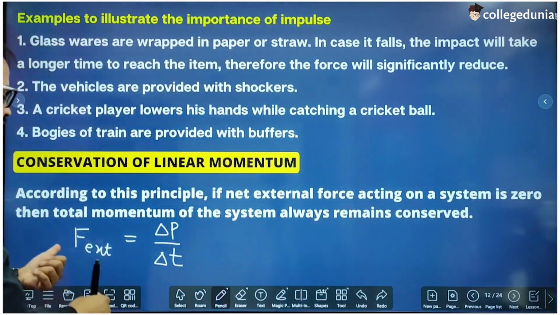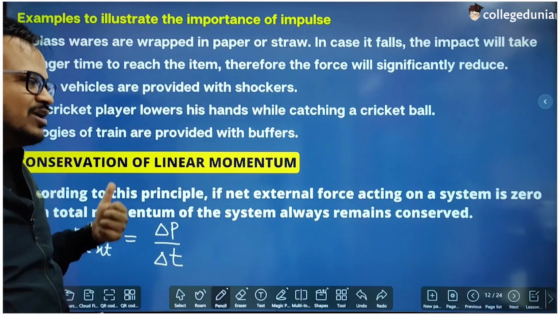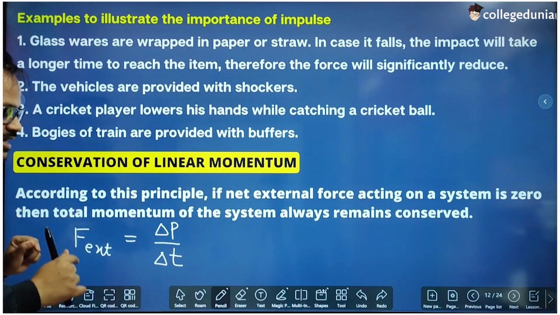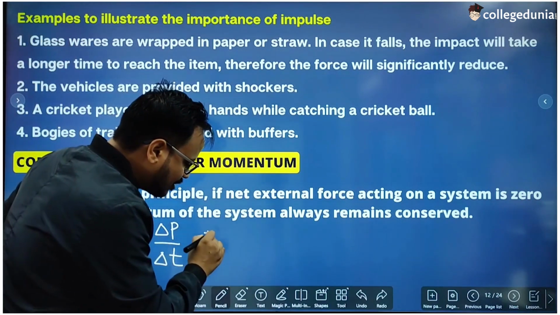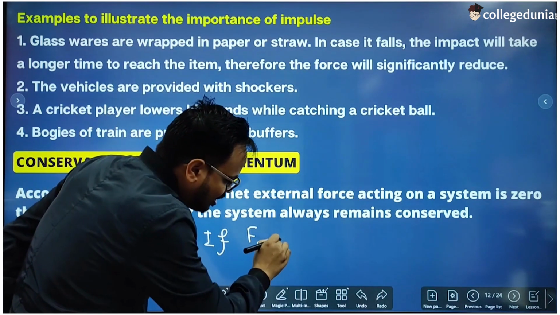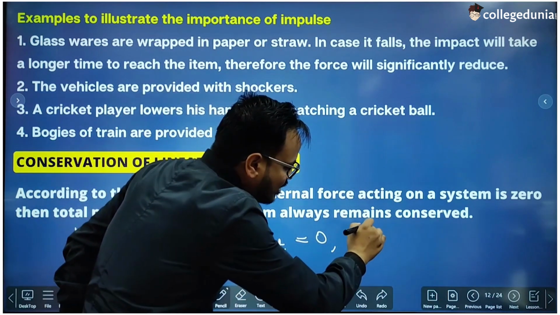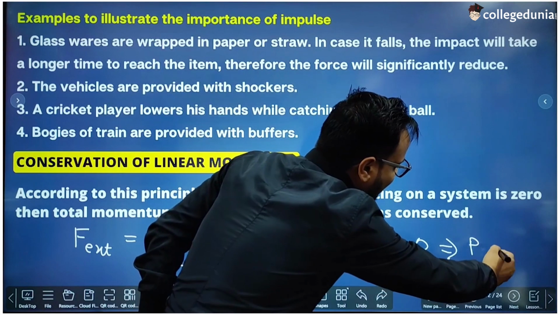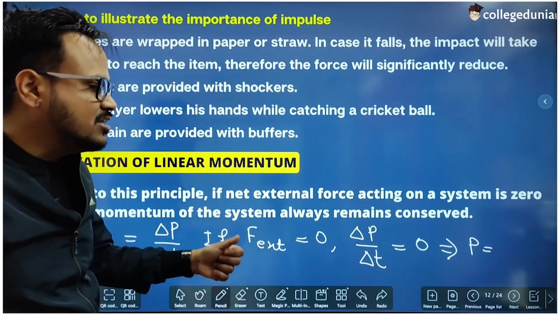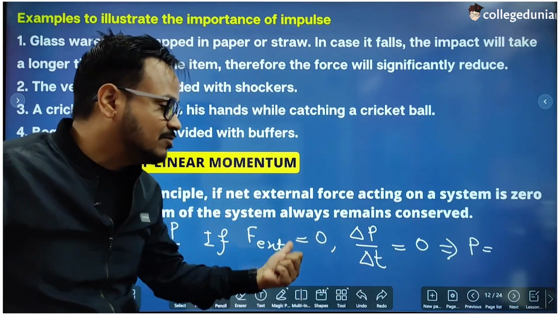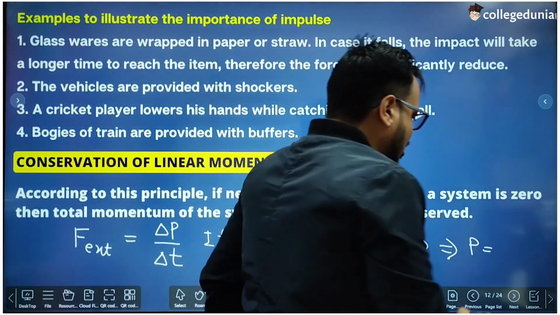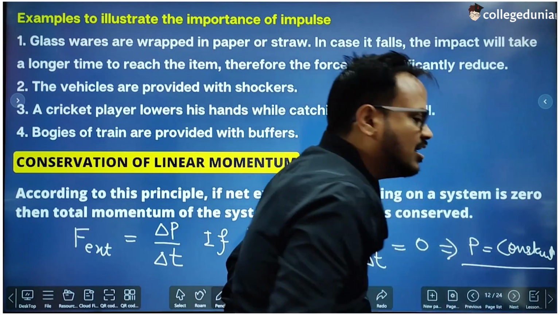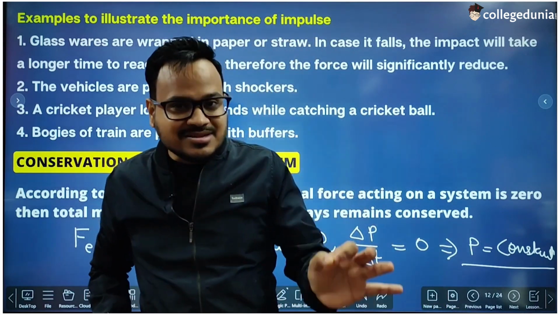So in this formula, F was always the external force, but we did not discuss that part earlier because it is needed here. So F external is delta P by delta T, and if F external is 0, then delta P by delta T is 0. If the derivative of something is 0, derivative means the rate of change, and the rate of change is 0, then that particular quantity is not changing at all. So if delta P by delta T is 0, we can say that the momentum of the system is constant.